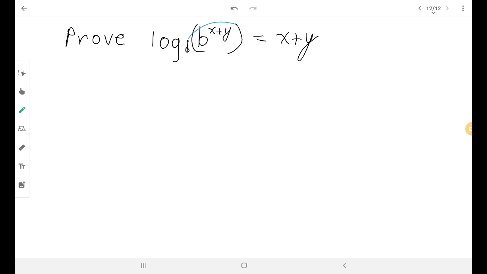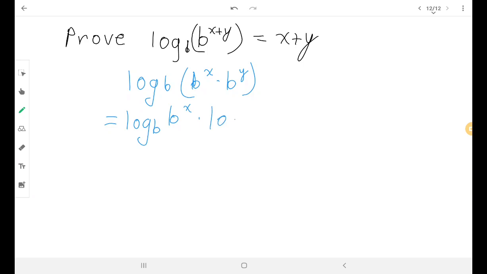So let's look at, in particular, let's look at this. Okay? So log base b of, now b to the x plus y is the same as saying b to the x times b to the y, right? And now I have multiplication that I can expand into addition. So that's log base b of b to the x, plus log base b of b to the y.